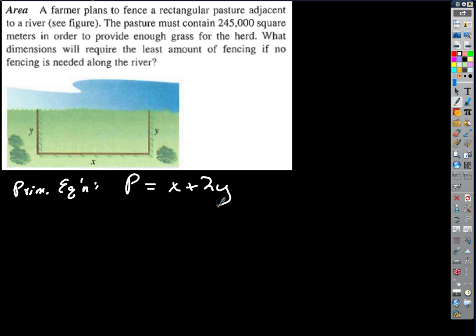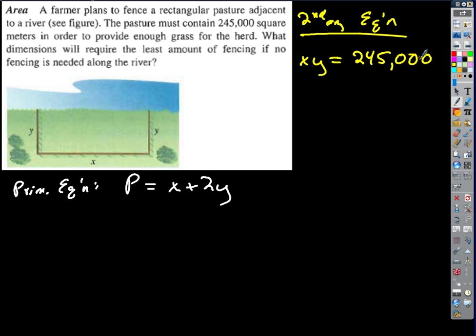What's wrong with that? 2 variables. Okay, so we need a secondary equation, or an equation of constraint. So where's that coming from up here? Somebody hasn't contributed yet. Where's that coming from? Equation of constraint. Area. Good. So area is going to be, in terms of x and y, what? X times y. Good.